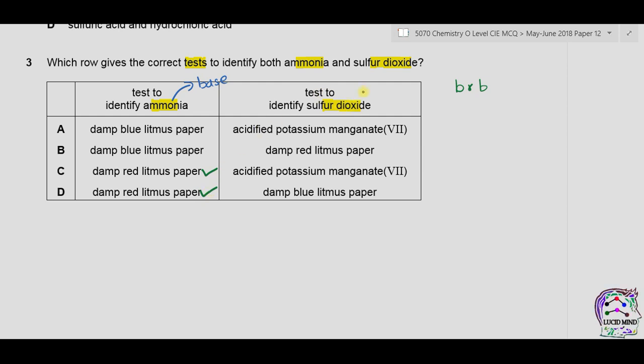Second thing is sulfur dioxide. Now sulfur dioxide is a reducing agent. Acidified potassium manganate 7 is oxidizing agent. Now what will happen is that potassium manganate 7 will oxidize sulfur dioxide to sulfur trioxide and itself it is converted from purple to colorless. So this is a correct test for identifying sulfur dioxide. Correct answer is therefore C.